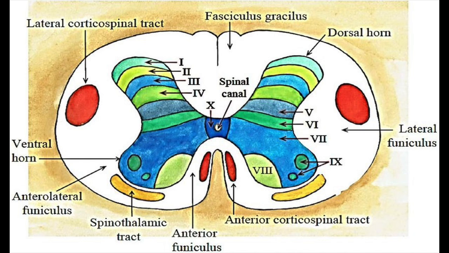to control, it'll finally synapse one more time at lamina 9, which is in the anterior horn. Right there, it'll synapse one more time, and that will be the lower motor neuron. So the corticospinal tract has two neurons. And then you have your dorsal column tract.